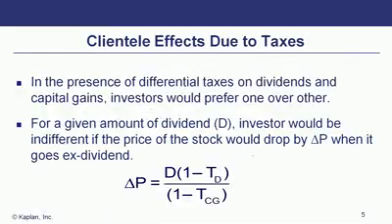Tax consideration simply means that investors are concerned about after-tax income, right? So we are not concerned about pre-tax income per se. We want to really maximize our after-tax income. So after-tax dividend income is what? Dividends times 1 minus T_D, where T_D is the tax rate applicable to dividend. Similarly, the after-tax capital gains income is the dollar amount of capital gains times 1 minus the tax rate on capital gains.